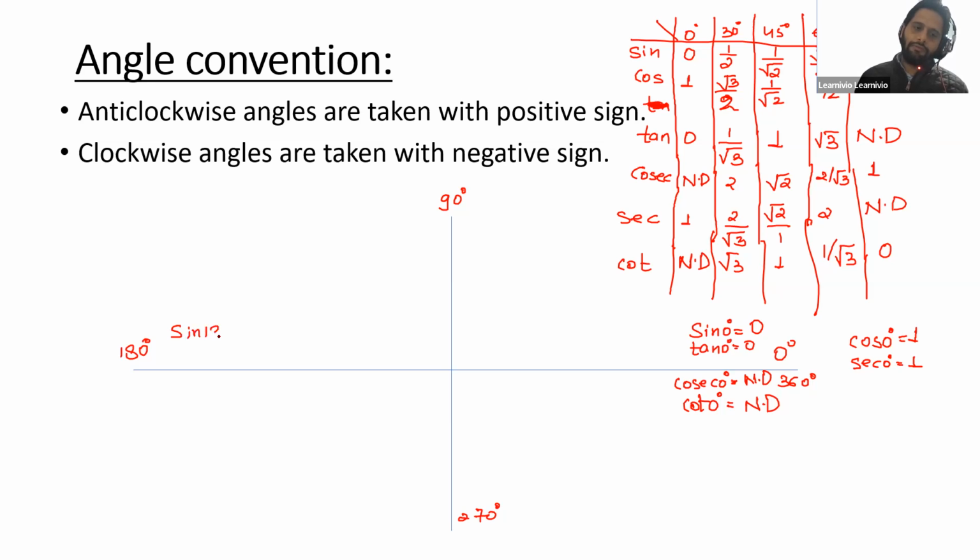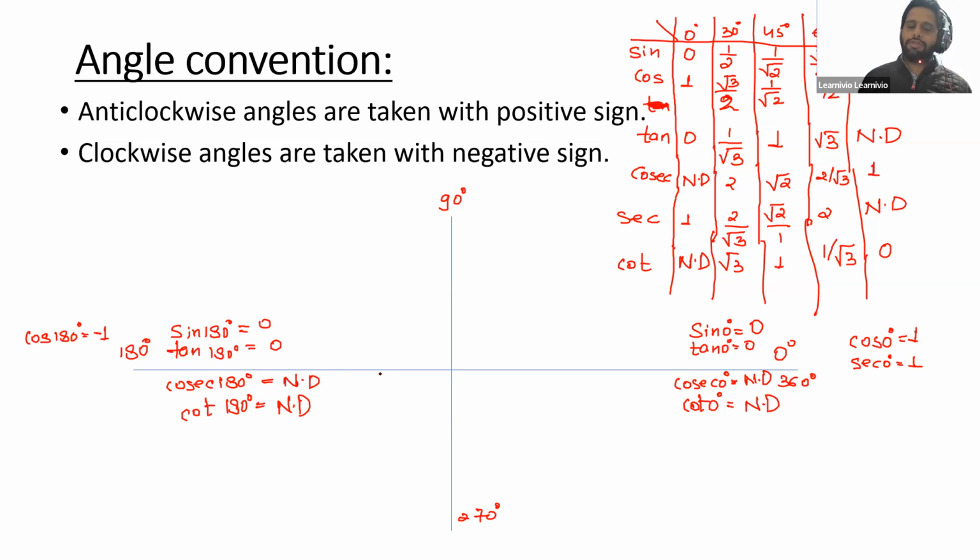Sine 180. We will find tan 180, cosec 180, cot 180. If you find all these values, they will remain the same as those given over here. So that means 0, 0, not defined, and not defined. Only the values which are 1 will change. So cos 180 degrees will become -1 because it is on the left side. Similarly, sec 180 also becomes -1.